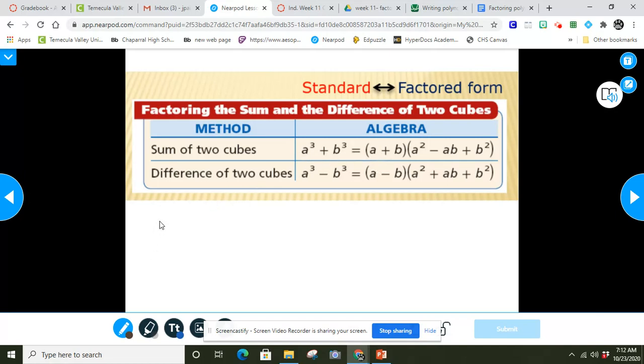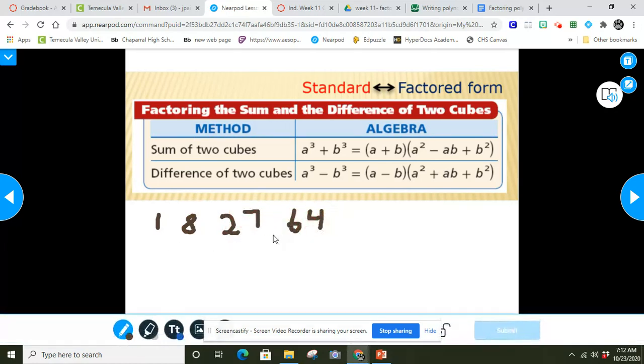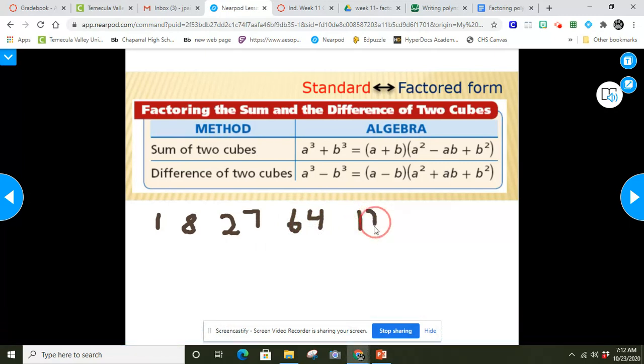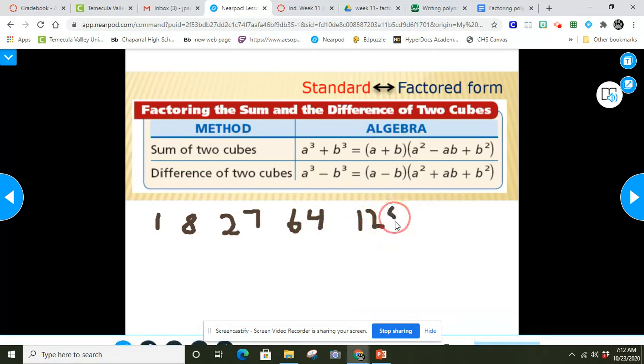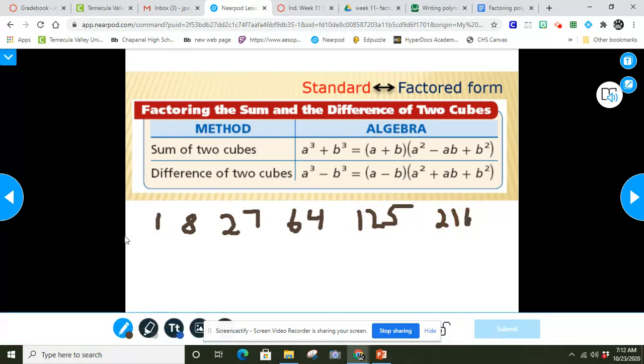So you do have to know some of your perfect cubes here. We don't use really big numbers. So if you know 1 cubed is 1, 2 cubed is 8, 3 cubed is 27, 4 cubed is 64. They get big pretty fast. 5 cubed is 125, 6 cubed is 216. So you don't really need to know much more than the first few. But if you see these numbers start to pop up, I would start thinking, okay, sum or difference of cubes, especially if you're looking at a binomial.